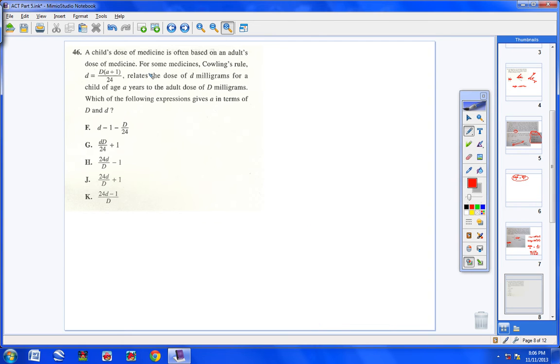Let's take a look at number 46. Okay, this is a really good problem. A child's dose of medicine is often based on an adult's dose. For some medicines, Cowling's rule, and I've never heard of that, but I'm sure it's for doctors and pharmacists. Cowling's rule would be d equals, and then capital D, a plus 1, all over 24. And this relates the dose d of milligrams for a child of age a years to the adult dose of D milligrams. Which of the following expressions gives a in terms of d and D?